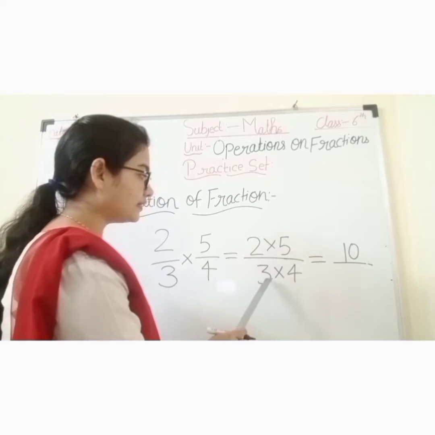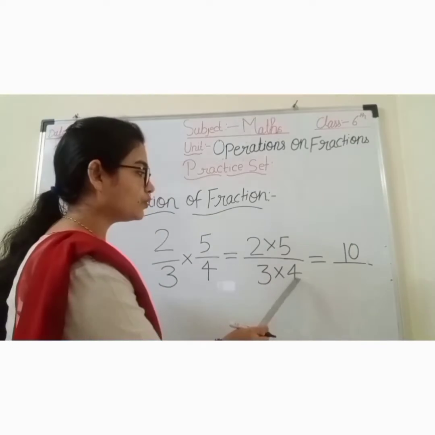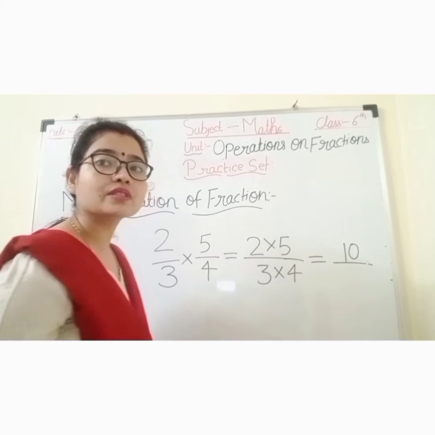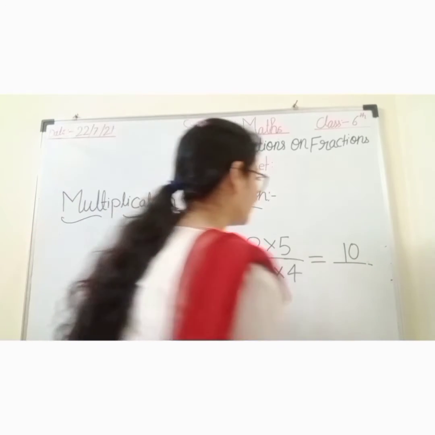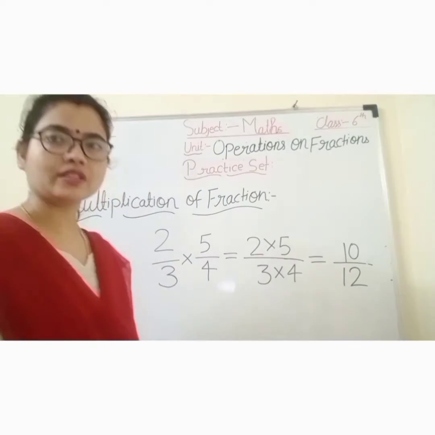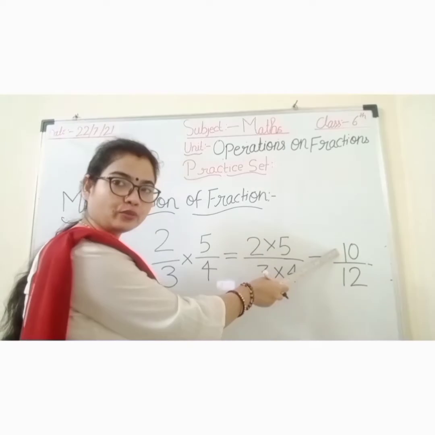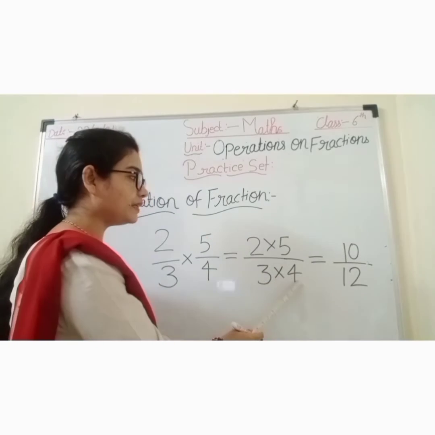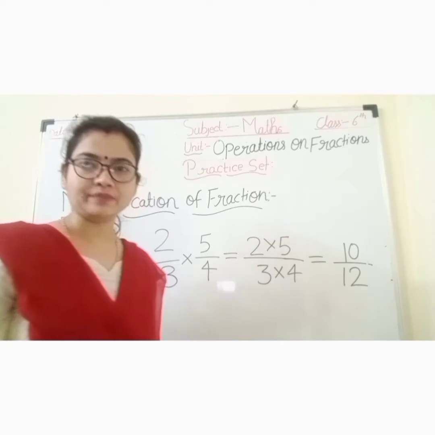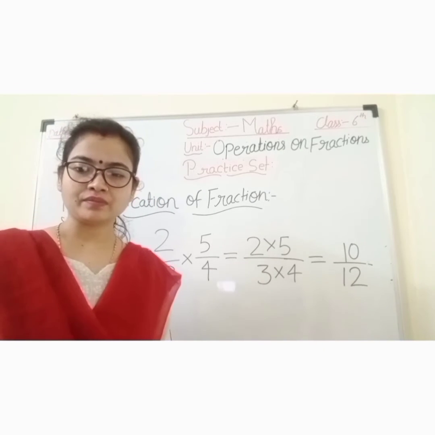And here these two are in denominator. So 3 into 4 means 3 4s are. 3 4s are what? 3 4s are 12. So the product of numerator I have written here in numerator, and the product of denominator I have written here in denominator. In this way you will solve the question of multiplication. Okay student?